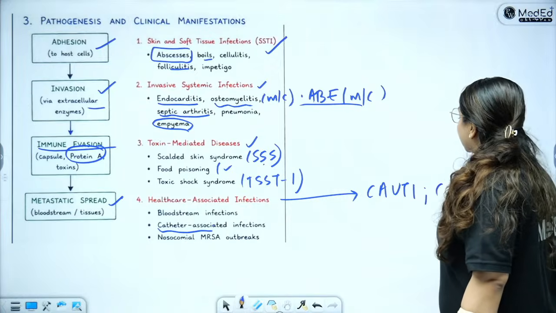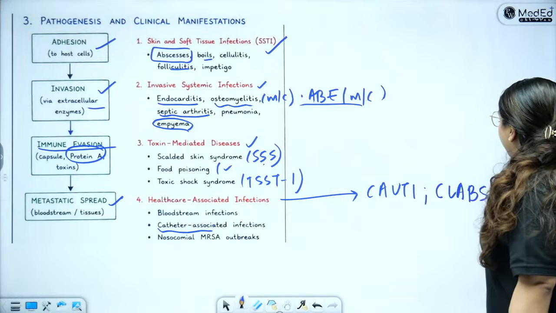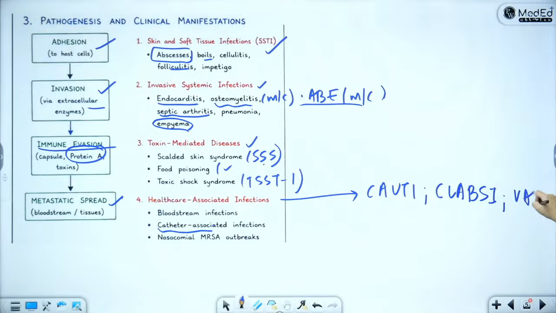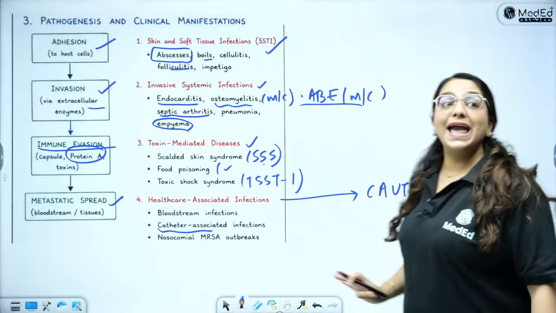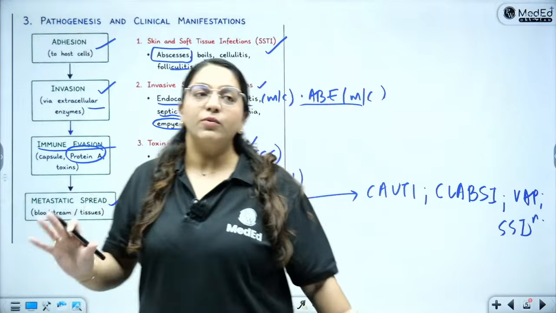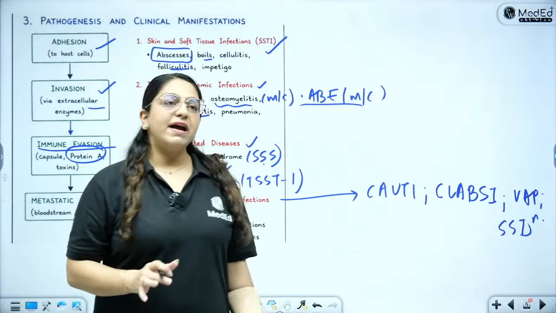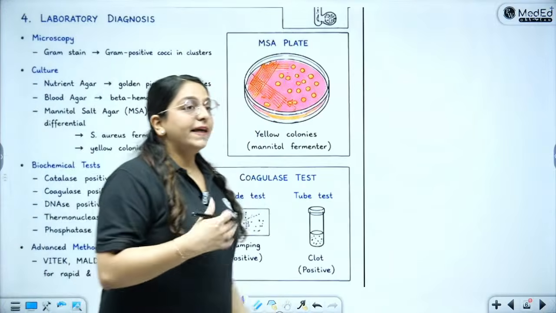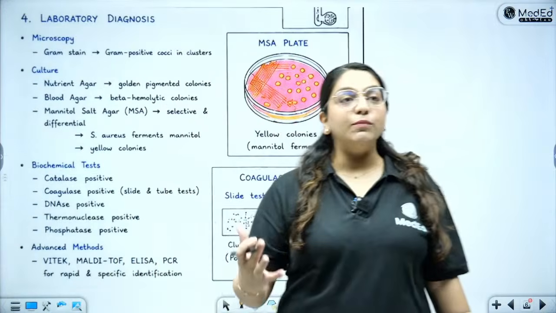It can cause CLABSI or CRBSI. It can also cause ventilator-associated pneumonia. It can also cause surgical site infections. So absolutely any HAI, hospital-acquired infection, can be caused by the Staphylococcus. Okay? Done. Then you will talk about lab diagnosis, which is the most important thing.